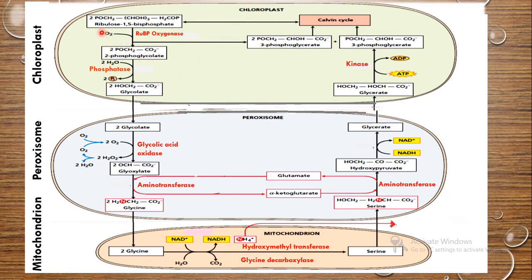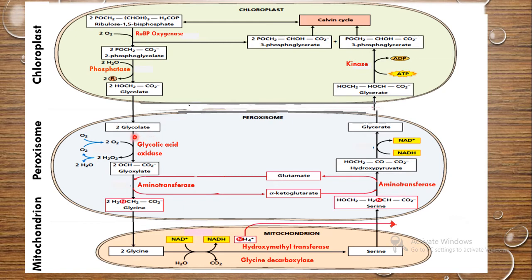Here, the oxygen molecule from the atmosphere enters into chloroplast, and this oxygen molecule combines with ribulose 1,5-bisphosphate or RuBP, and with the help of enzyme RuBP oxygenase, it is converted into 2-phosphoglycolate and 3-phosphoglycerate. This 3-phosphoglycerate enters into Calvin cycle, while this 2-phosphoglycolate, which is a 2-carbon compound, is converted into glycolate with the help of enzyme phosphatase. This glycolate then enters into peroxisome.